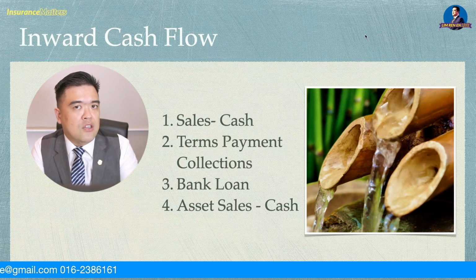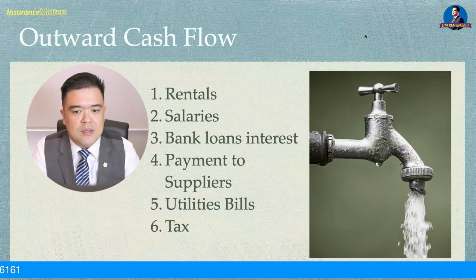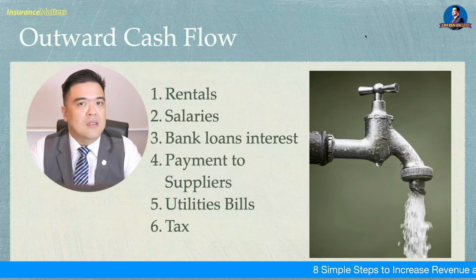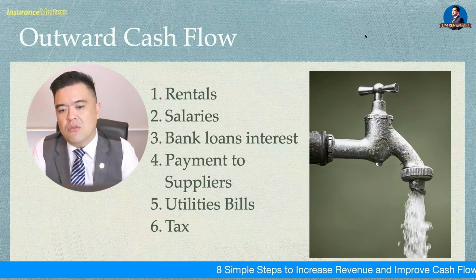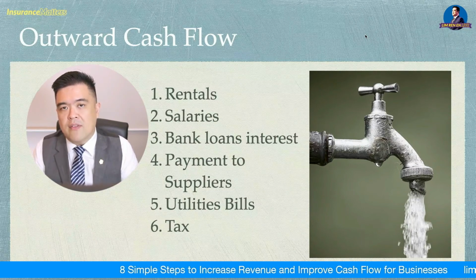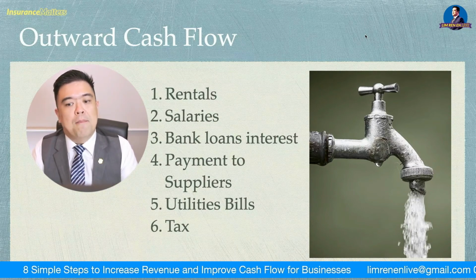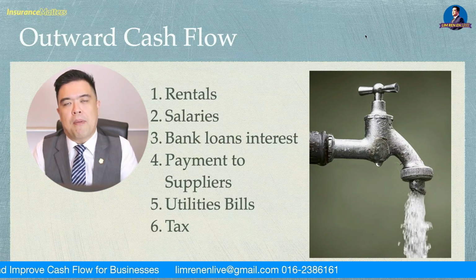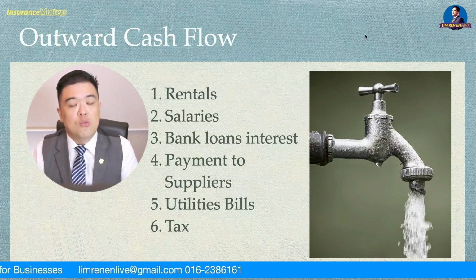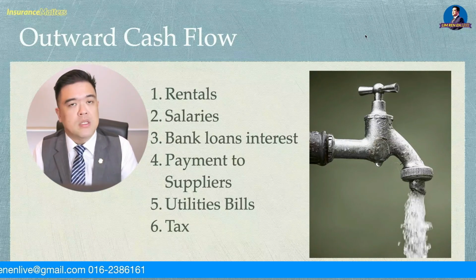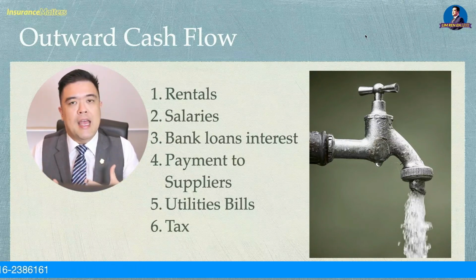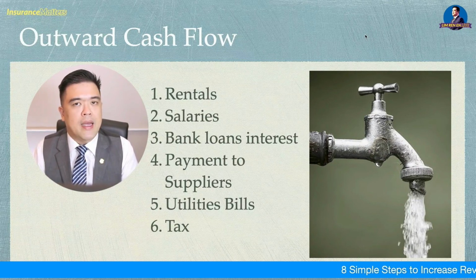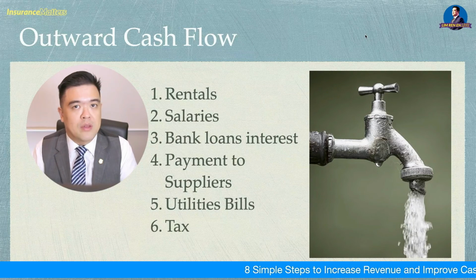What are the things that bring money out of your business? Number 1 is rental, and all these expenses that you need to pay. Salaries of staff are an outflow of cash. Banks, loans, interest, principal need to be paid. Payment to suppliers is an outflow of cash. Utility bills, water, electricity, sometimes it can be a pain, right, to pay utility bills. And the last one is taxes, whatever you owe the government.